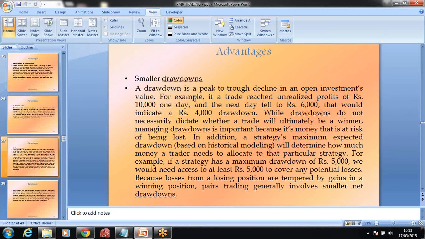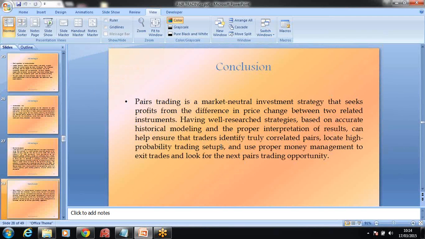Smaller drawdowns. Let me give you a live example. Let's say we enter a particular trade today, and the next day we make around 20,000 rupees profit, and on the third day it comes down to 10,000 rupees. So it means your profit has come down to 10,000 rupees. That is called drawdown. I will show you how to exit that particular trade. These will be live calls which I will be showing you.